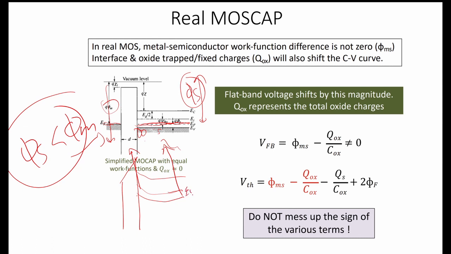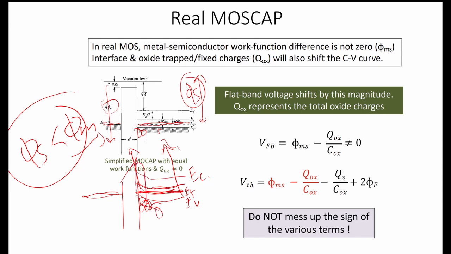This is EF, this is EC, EV. Okay, it will look like this. And no, this is EF, this is EI. So if phi m is greater than phi s, there are already holes at this position, more of the holes at the interface.